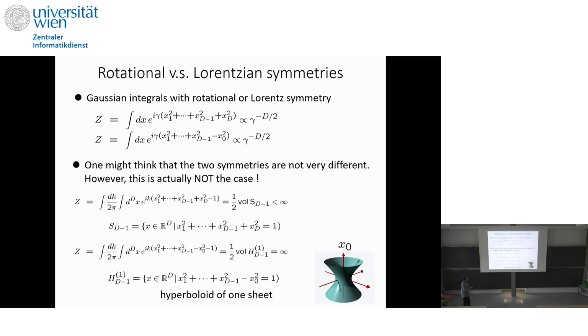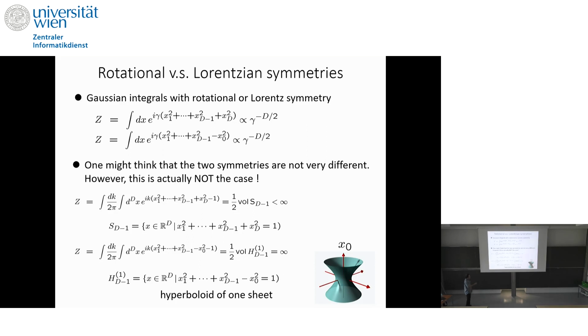But if you think of the Lorentz invariant case, after integrating out k, you get the volume of the hyperboloid of one sheet, which looks like this. And obviously, this is infinite. And you can also do an explicit calculation. You can, for instance, integrate out x first, and then by some residue analysis of k, you can easily convince yourself that this is actually true.